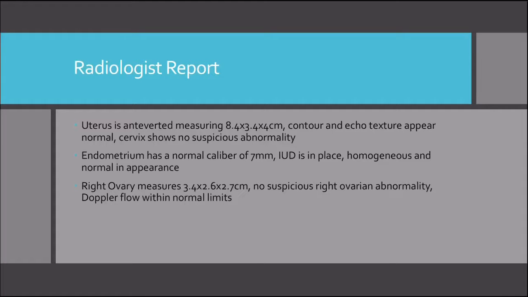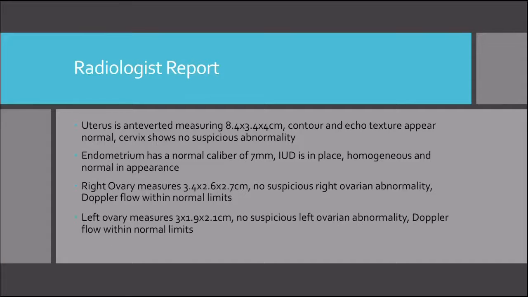There were no suspicious right ovarian abnormalities, and Doppler flow was within normal limits. The left ovary measured 3 by 1.9 by 2.1 centimeters with no suspicious left ovarian abnormalities, and the Doppler flow was within normal limits.